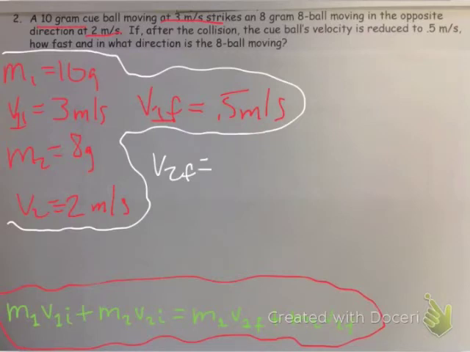But first, we never work in grams. We always want to work in kilograms. So we're going to take that 10 grams and move that decimal place over 3 places to get kilograms. So it's going to be 0.010 kilograms multiplied by our V1 initial, which is 3 meters per second, plus our mass 2, which was 8 grams, but again we want to convert that to kilograms. Moving that over 3 spaces, that becomes 0.008.